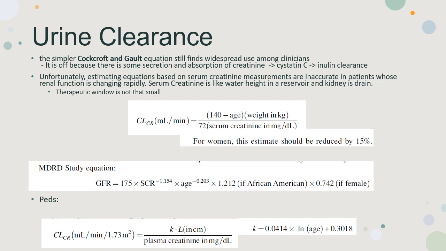So that's why I think not a lot of people care too much about the clearance, but you'll read a lot about it. So Cockcroft-Gault is widely used, definitely used in the hospital and even in a lot of drug studies because it's easy. A lot of guidelines are based on it, and it's based on creatinine.